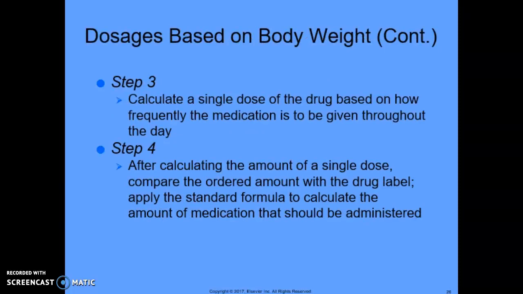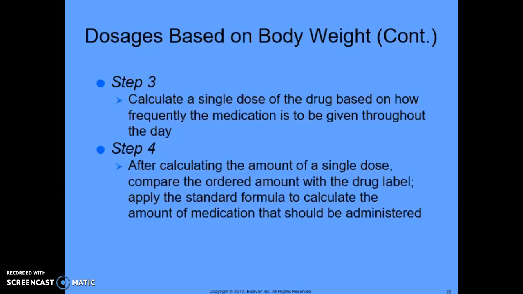Then we calculate a single dose of the drug based on how frequently the medication is to be given throughout the day. So for example, if we're giving it 2 times a day versus 3 times a day, you're going to have more medication calculated out, right? Because they're only getting that total amount 2 times a day. So we're dividing that out by 2.